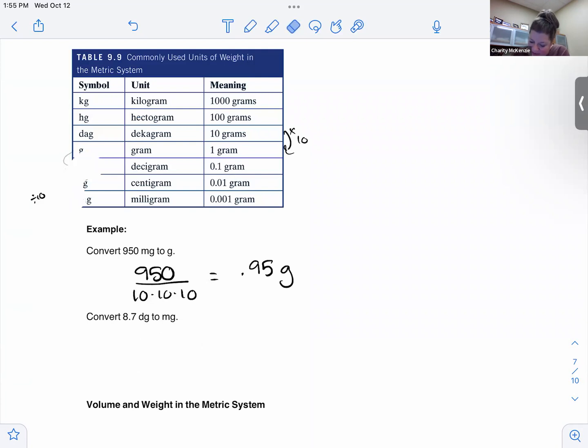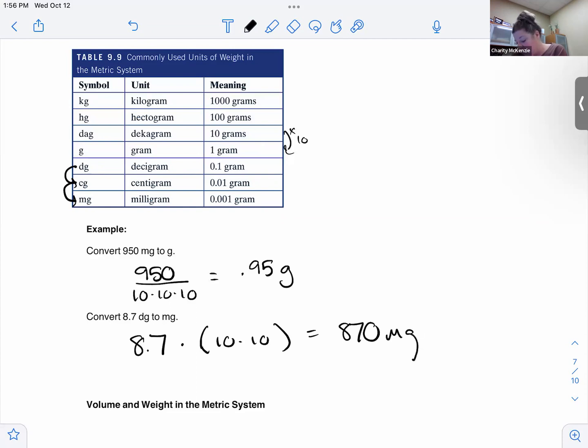Why? Because I'm starting here with dg, and I go down to mg. So I'm starting here, down 2. When I go down, I have to multiply. I apologize, I was thinking we were going mg to dg, and then noticed no, we're going dg to mg. So I have to times by 10 twice, and that's going to give me 870 mgs. Okay, so getting good at that. Divide by 10, multiply by 10.